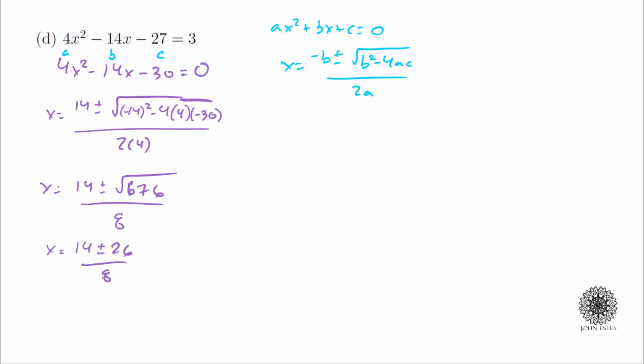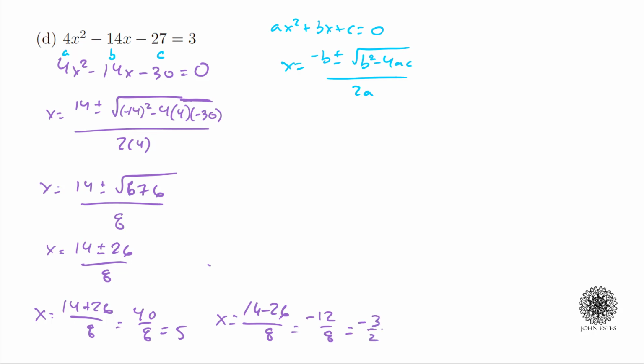So my two solutions then are x equals 14 plus 26 over 8, which is the same thing as 40 over 8, which is 5. That's one solution. And my other solution is x equals 14 minus 26 over 8, which is the same thing as saying negative 12 over 8, which simplifies to negative 3 halves. So my solutions then are 5 and negative 3 halves.